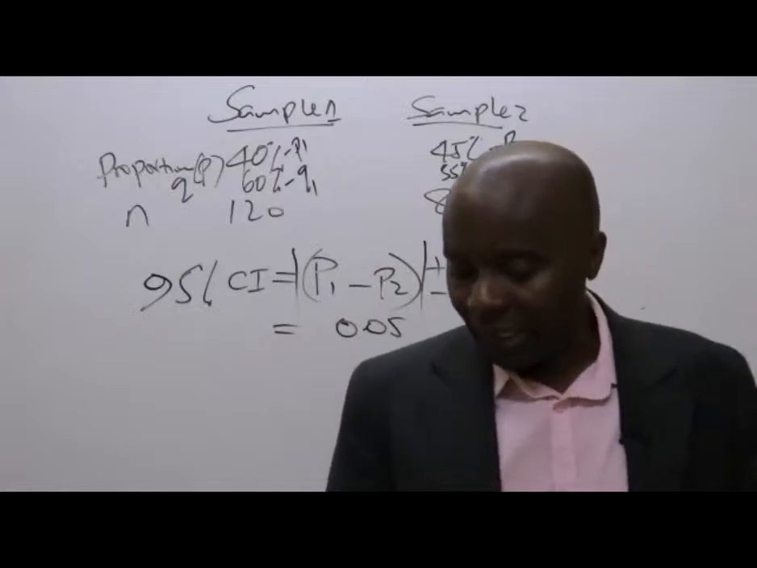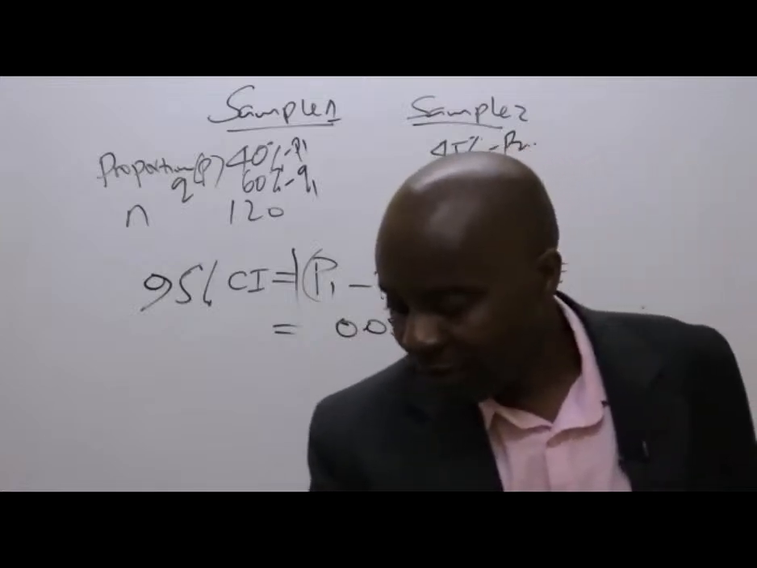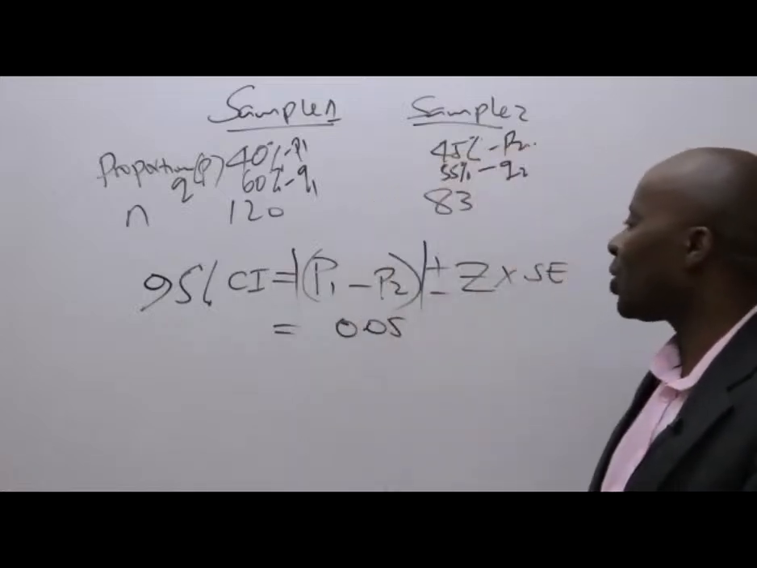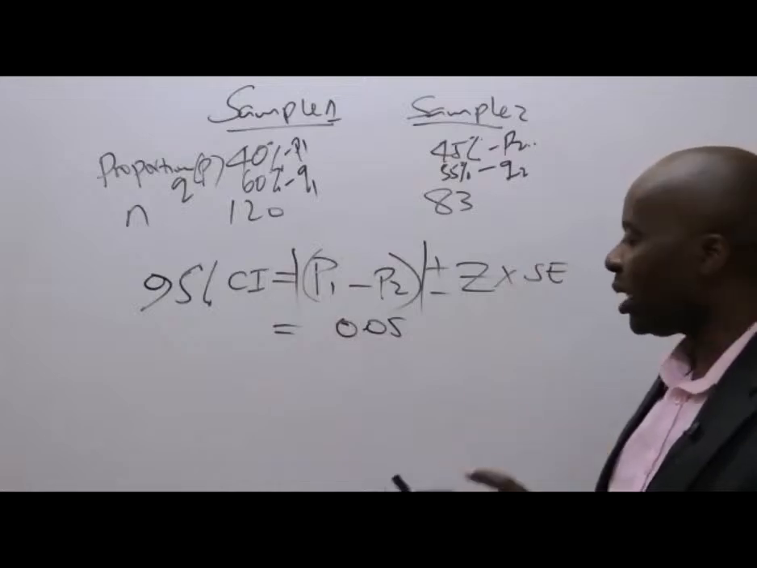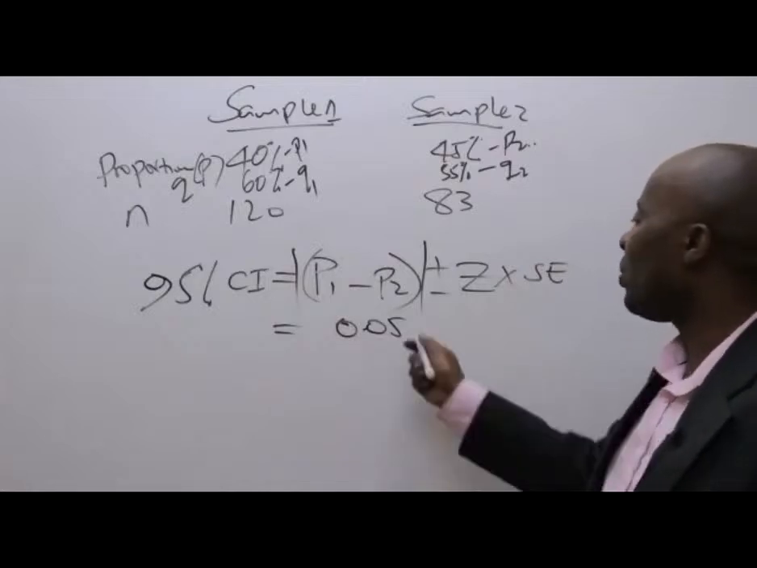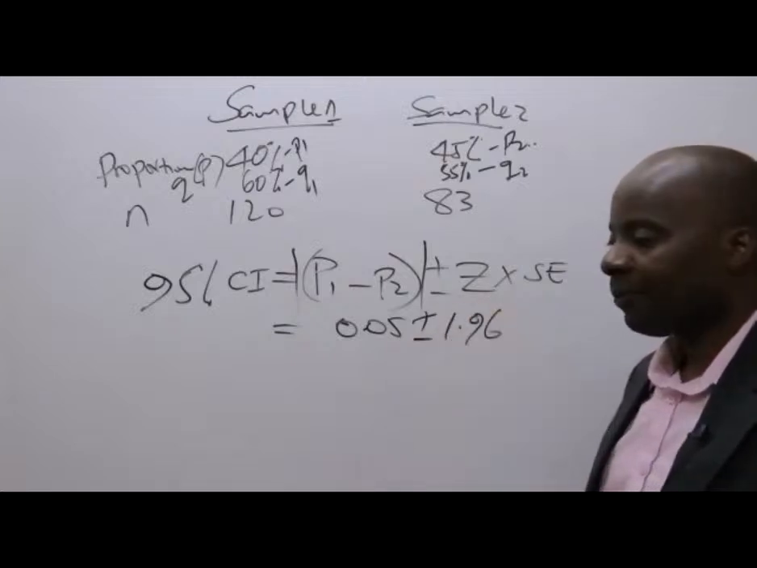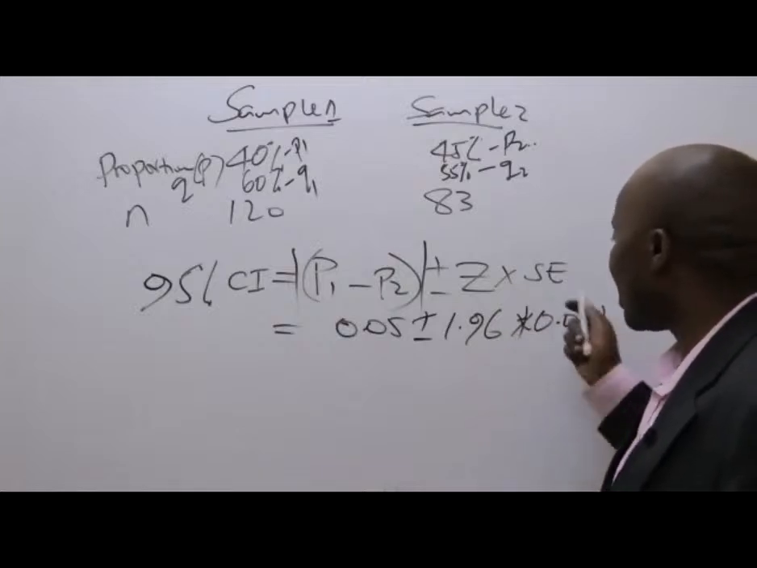And to imagine Dahira has been able to get that figure. And if that is the case, so we have a negative, but we are disregarding the negative. So we take it as 0.05 plus or minus the Z that you guys got, which is 1.96 times the standard error.